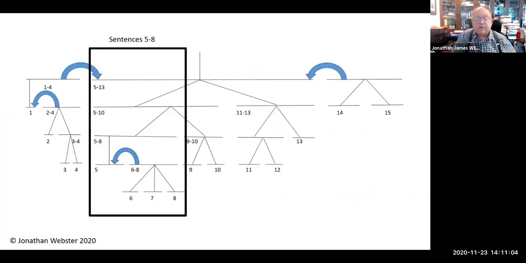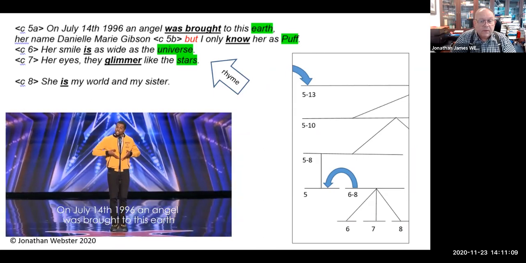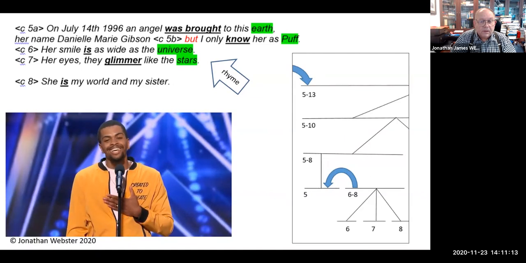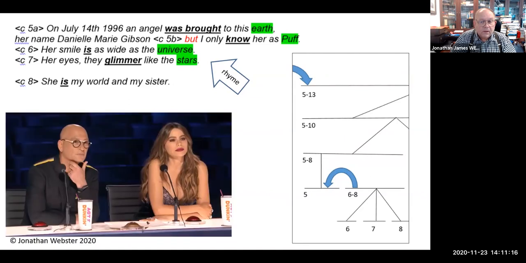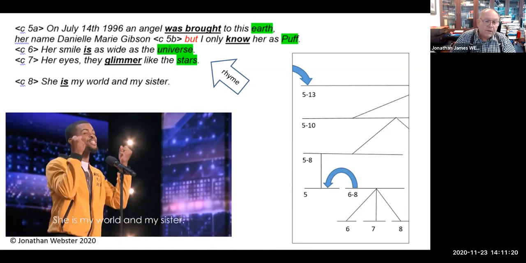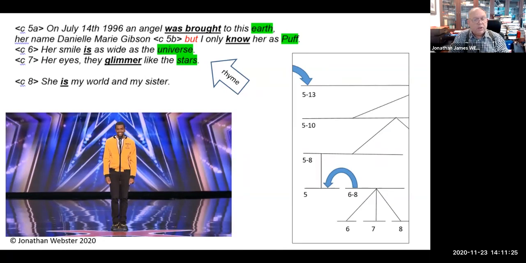We'll go on to sentences 5 through 8. On July 14th, 1996, an angel was brought to this earth. Her name, Danielle Marie Gibson, but I only know her as Puff. Her smile is as wide as the universe. Her eyes, they glimmer like the stars. She is my world and my sister. Okay, and we notice that the clauses are quite simple clauses. All right, 6, 7, 8, they're all simple clauses, and still there is the rhyme.